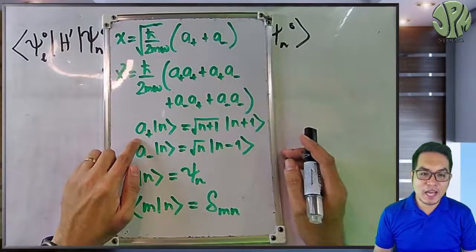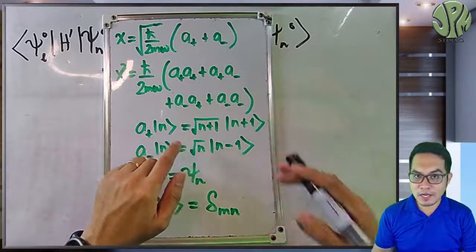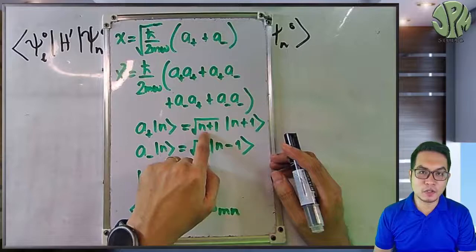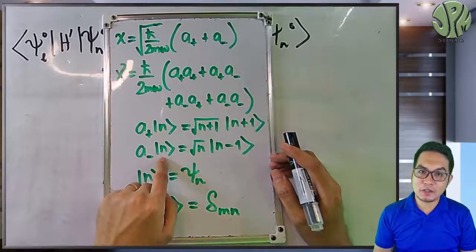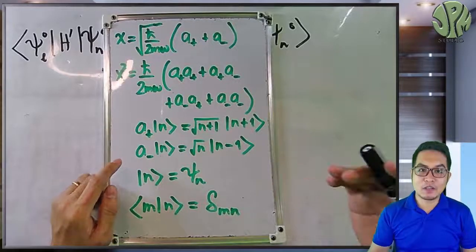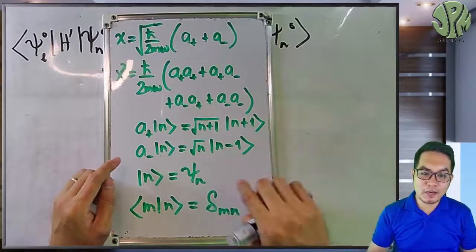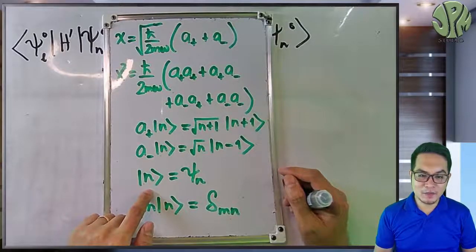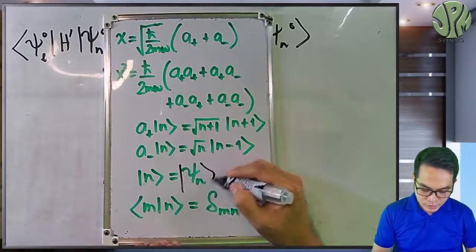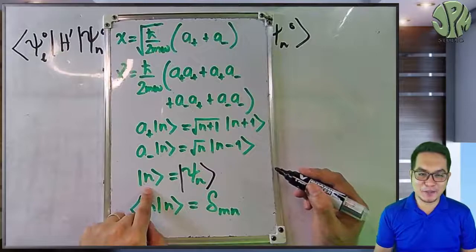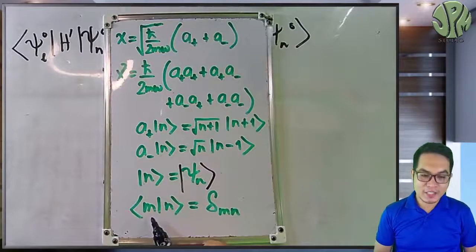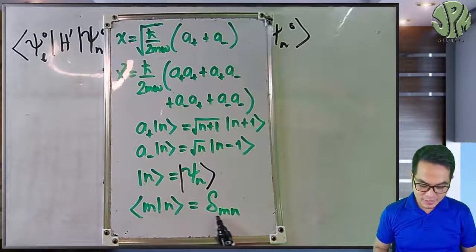Take note that a plus acting on the wave function will actually raise the wave function. So from psi n, it will raise it to psi n plus 1 with a constant of square root of n plus 1. And a minus acting on a wave function will lower the state. So from psi n, it will lower it to psi n minus 1. Take note that we are using shorthand notation here for the wave function psi n. So psi n basically is just n, a very shorthand notation. So we have n, and that basically means psi n. So meaning this is psi m psi n. The inner product, or the orthonormality condition, of psi m psi n is delta m n.